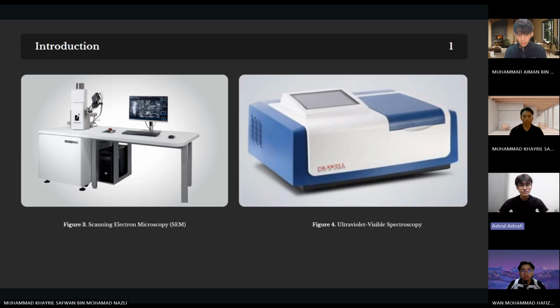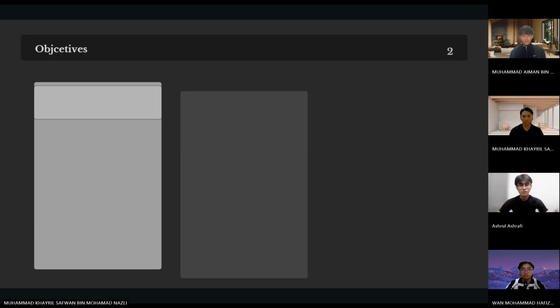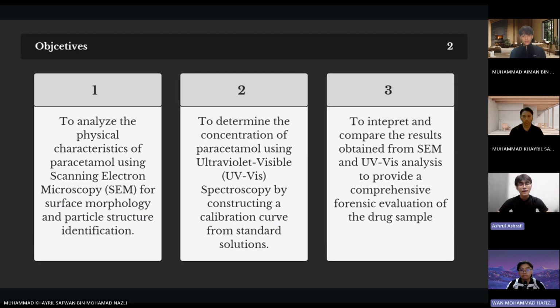In this project, we use SEM and also UV spectroscopy. So this is the objective of this project.